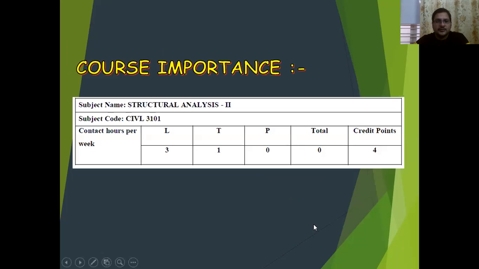So this is the course importance, which is usually observed in many institutes: primarily it has a credit of 4 points. This is the overall scheme of all the engineering institutes, not only in our institute, but all over India. It's a very important subject and possesses the highest credit points of 4.